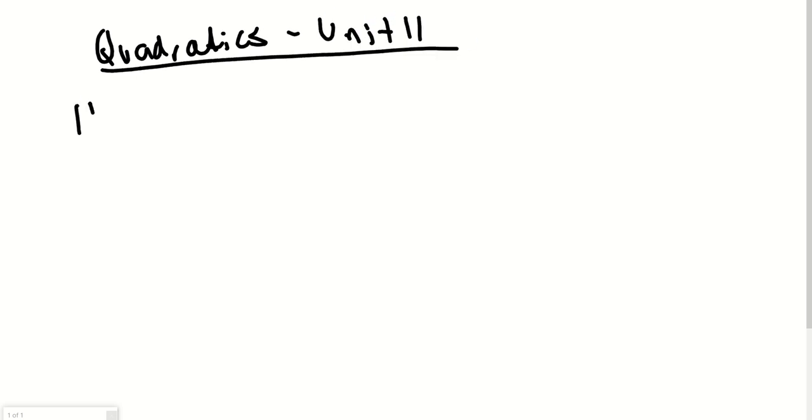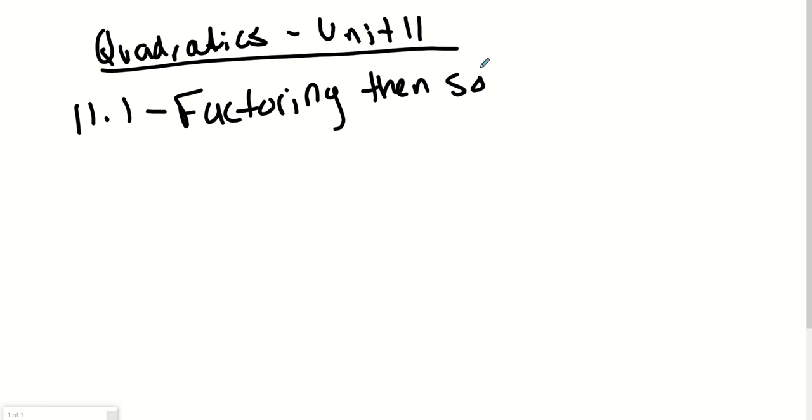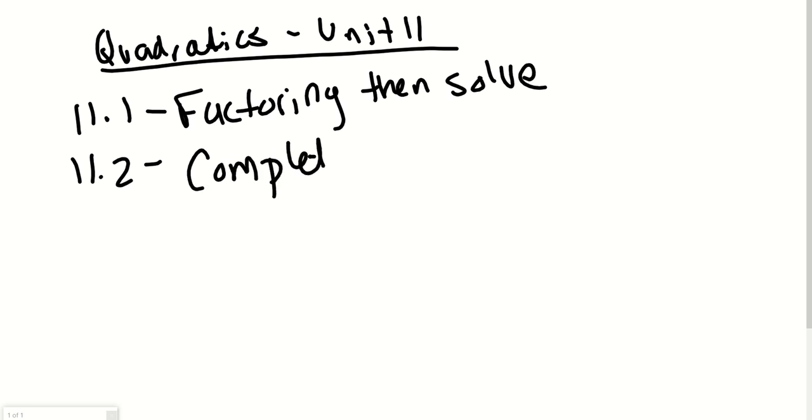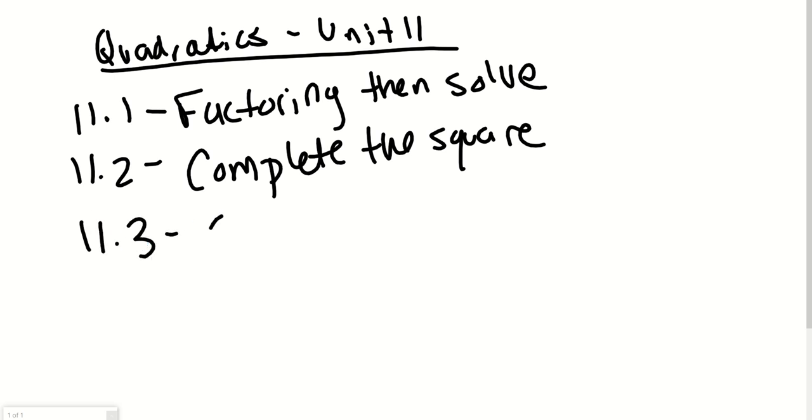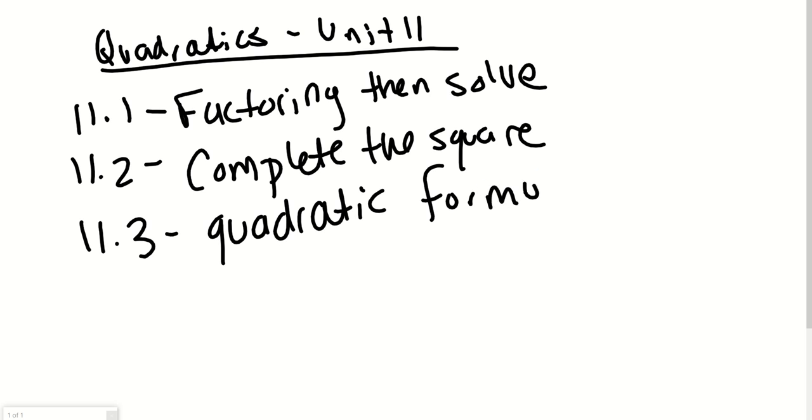Okay. For 11.1, they wanted you to do, I think, just basic factorization. So factoring and then solving. Factoring, then solve. Then for 11.2, they wanted you to use complete the square. 11.3, quadratic formula. And then 11.4, they wanted you to start graphing.